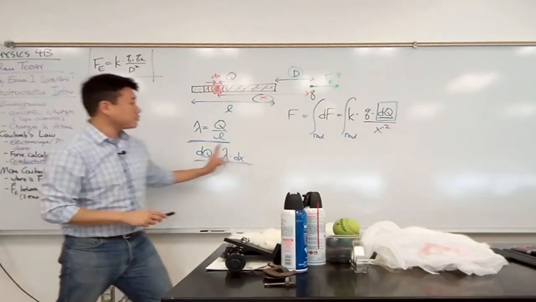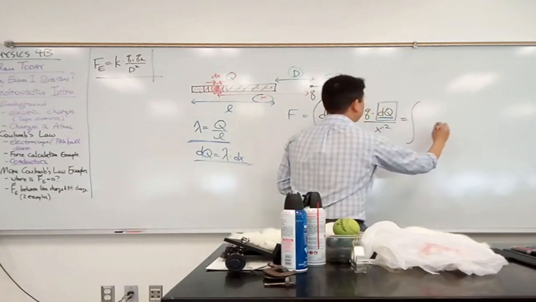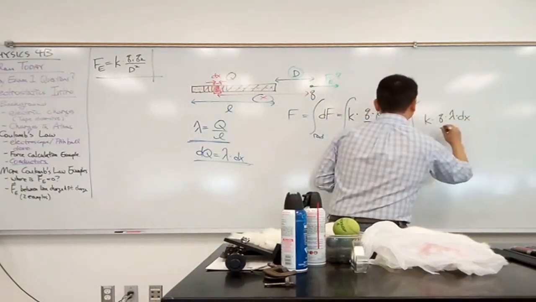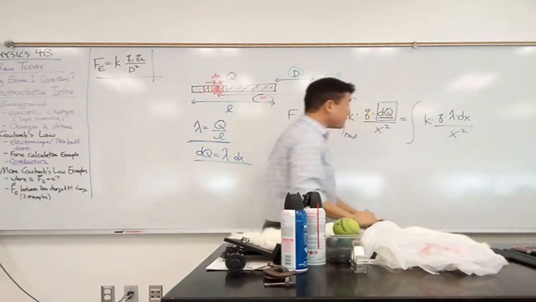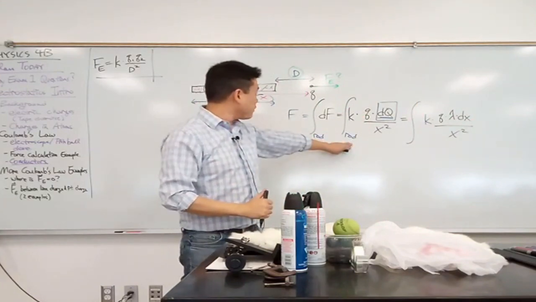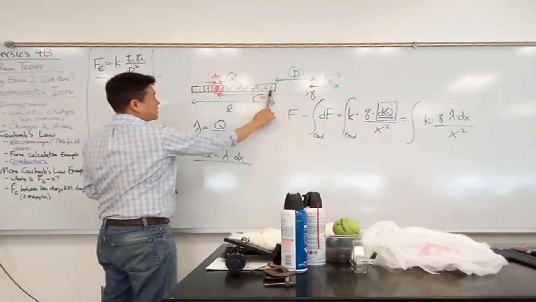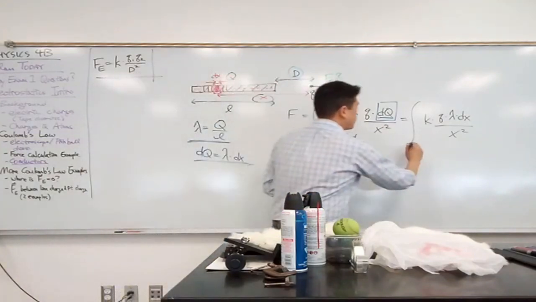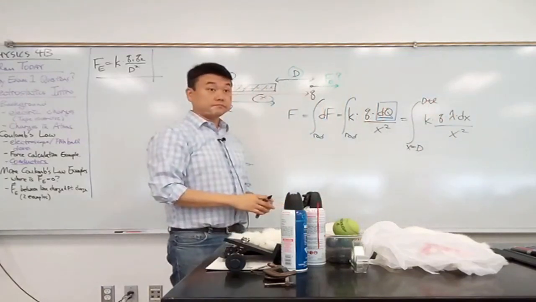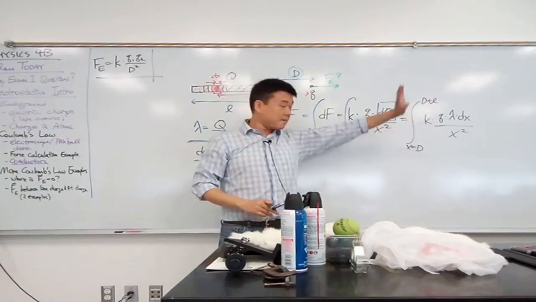So I'm going to substitute this in, and then it looks like this. I'm integrating over the rod, k times q times lambda times dx over x squared. Now this is beginning to look like an integral I know how to do. I'm going to integrate over the rod, and that means I'm going from x equals d to x equals d plus L. So x goes from d to d plus L. Everyone okay with how this integral was set up? Let me finish it up.